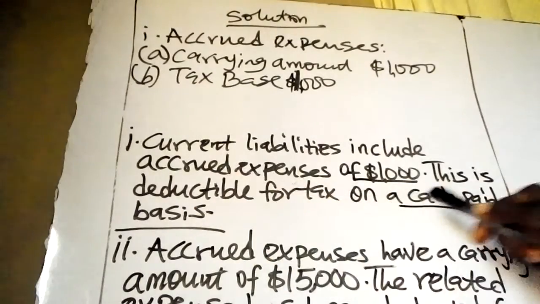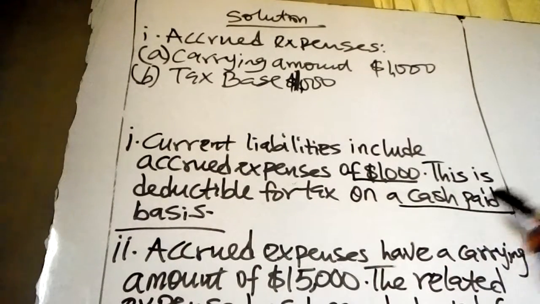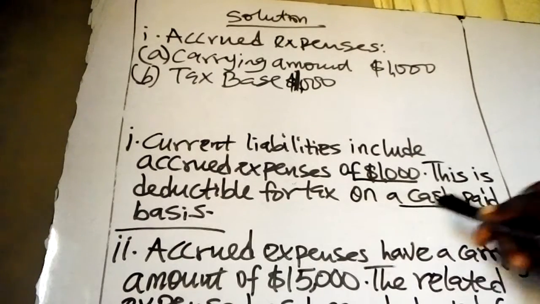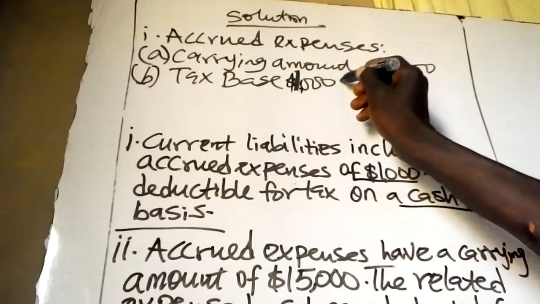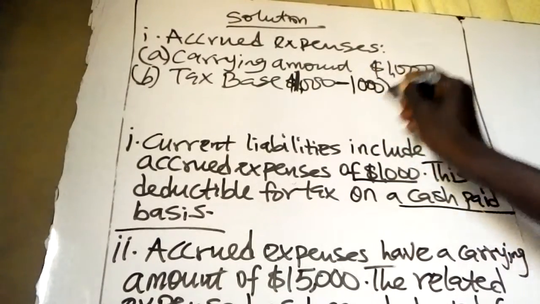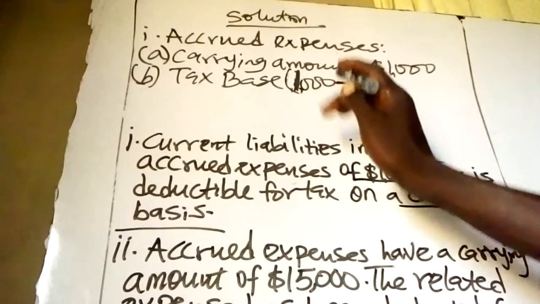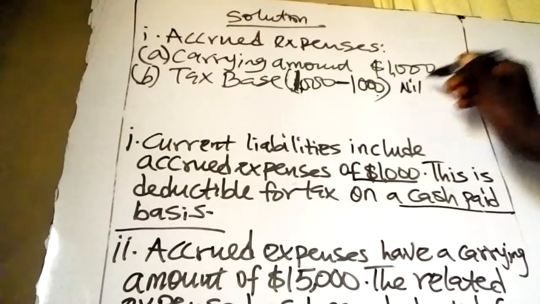And remember, this is accrued. It has not been paid, but it will be paid in the future. It is when it is paid that it will be included in the tax computation. That is the meaning of cash paid basis. How much will be deducted in the future? The carrying amount is 1,000. When this 1,000 is paid in the future, it will be included in the tax computation. 1,000 minus 1,000 is 0. So the tax base of this liability is nil.